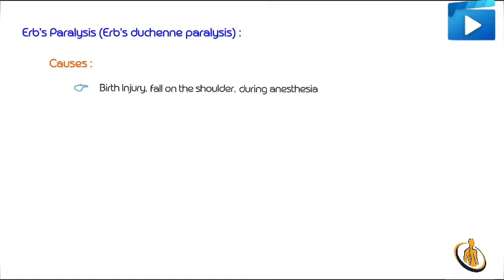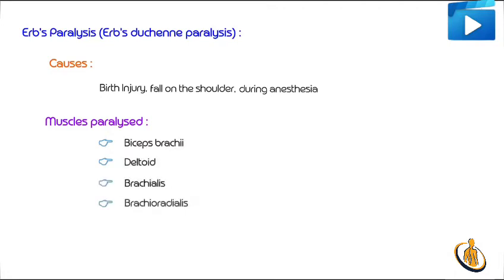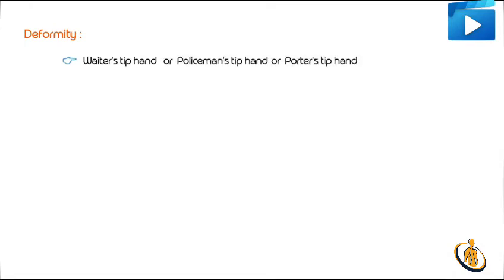Mainly we will see this type of injury during birth, as well as from a direct fall on the shoulder, and also during anesthesia. The muscles which are paralyzed are biceps brachii, deltoid, brachialis, brachioradialis, and partial involvement of the supraspinatus, infraspinatus, and supinator muscles. And the deformity in Erb's paralysis leads to waiter's tip hand. It is also called policeman's tip hand or porter's tip hand.